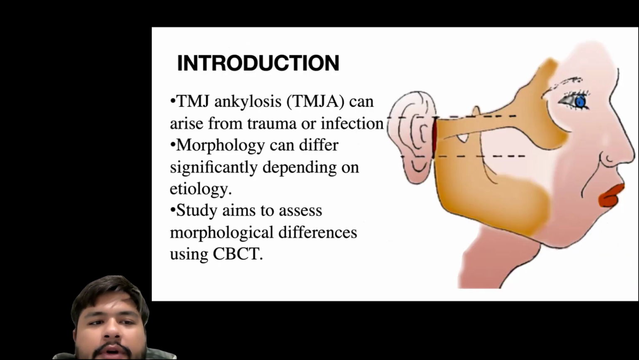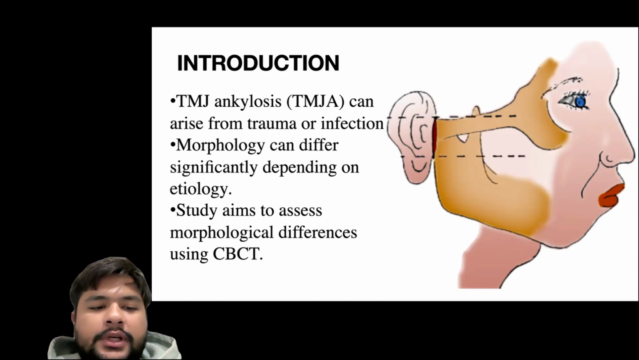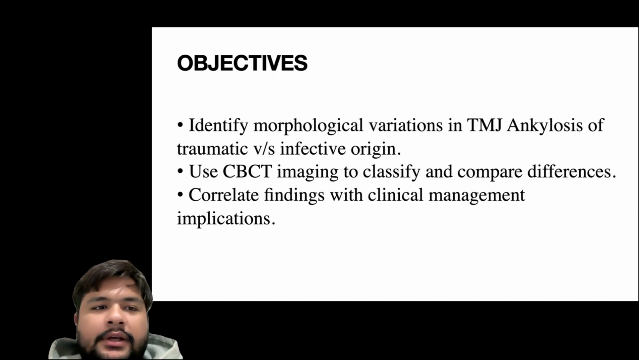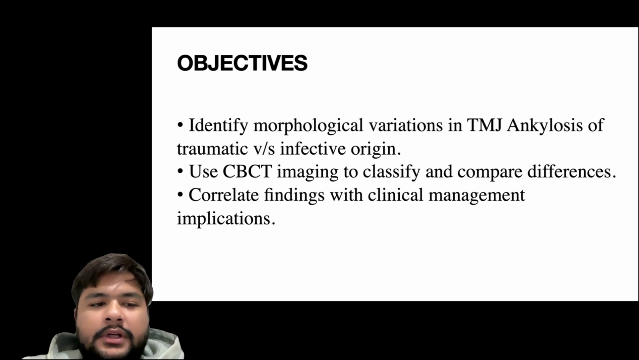So, coming to the introduction, what is TMJ ankylosis? TMJ ankylosis can arise from trauma or infection. The morphology can differ significantly depending on etiology. This study aims to assess the morphological differences using CBCT. The objective was to identify the morphological variations in TMJ ankylosis of traumatic versus infective origin. CBCT was used for imaging to classify and compare the differences and to correlate the findings with clinical management and implications.